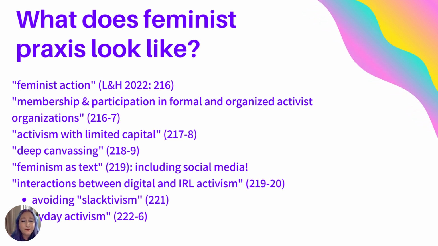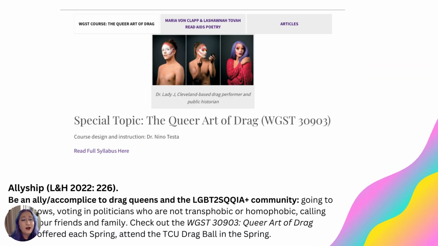So I want to talk about a couple other things just to give you some examples, and then we'll wrap up this video. One of the things that our authors talk about is allyship, and you can check that on page 226. What does allyship mean? You are an ally when you are engaging in assistance, support for a liberatory project that is related to an identity other than your own.